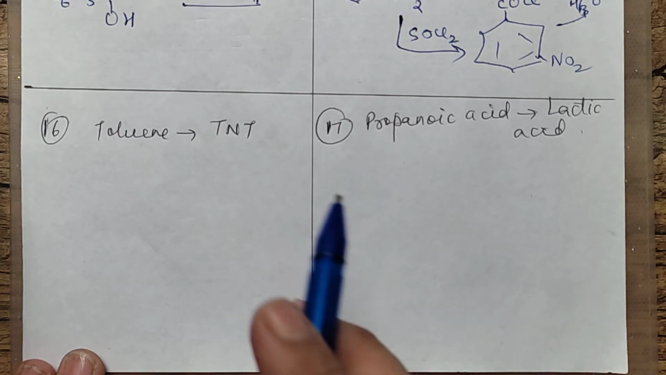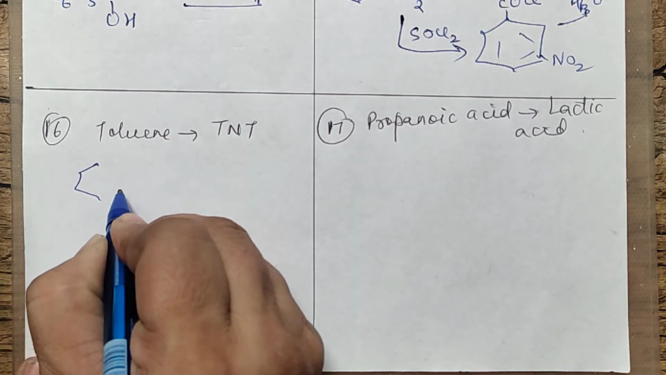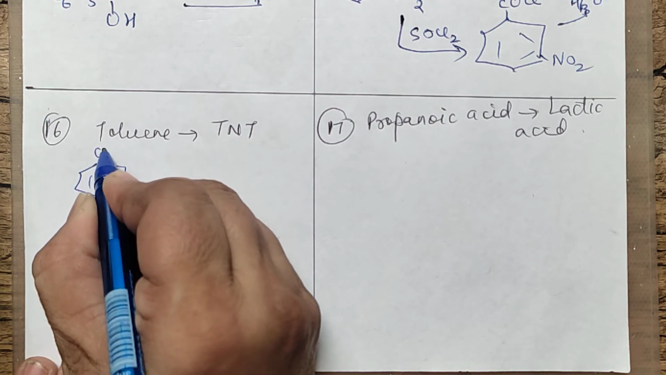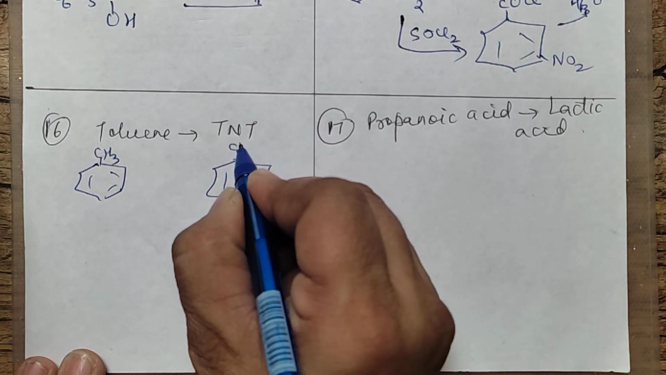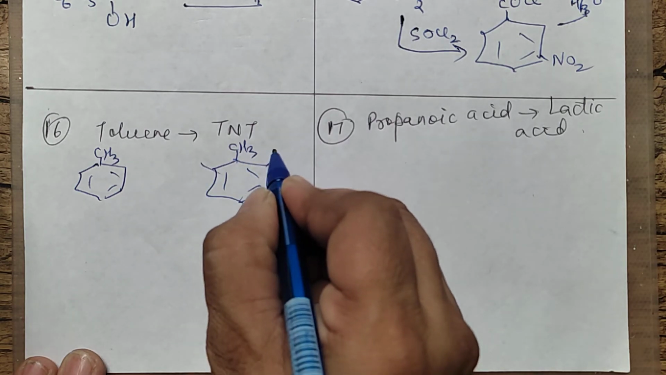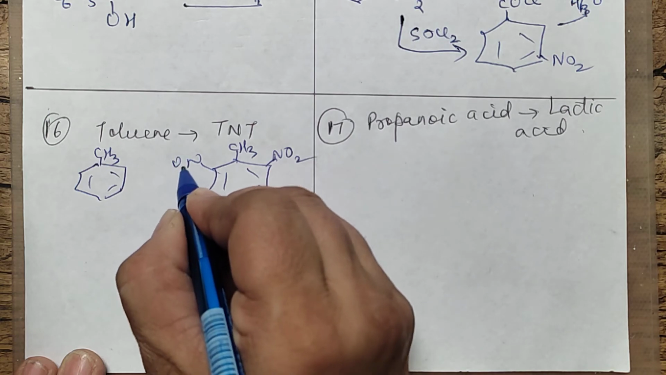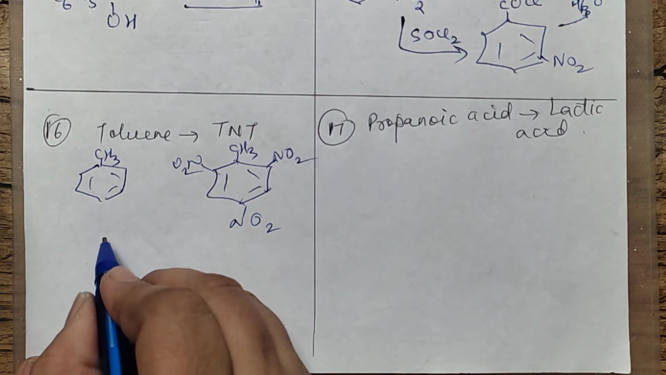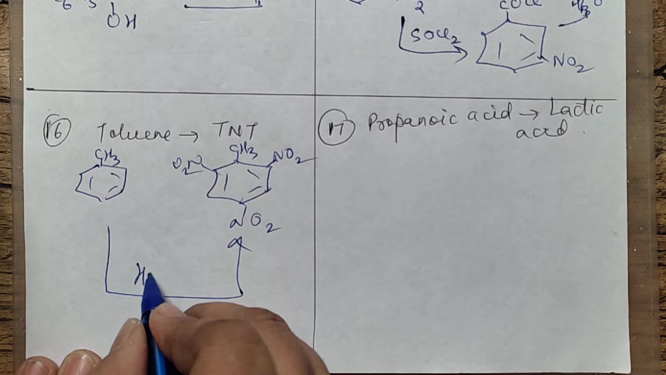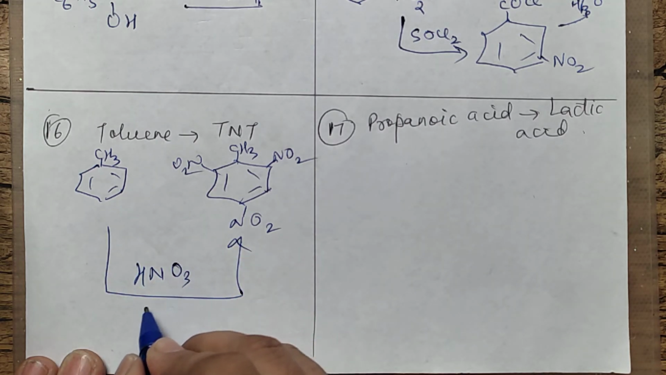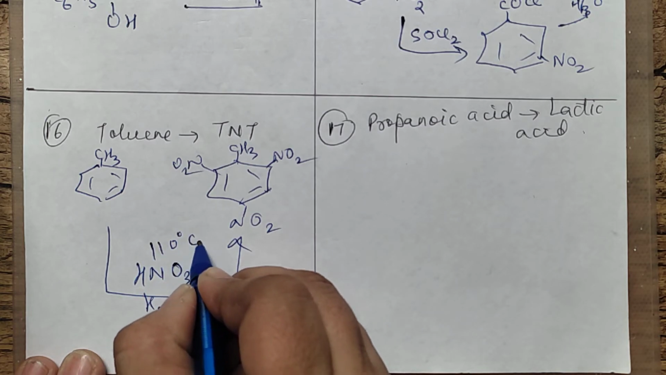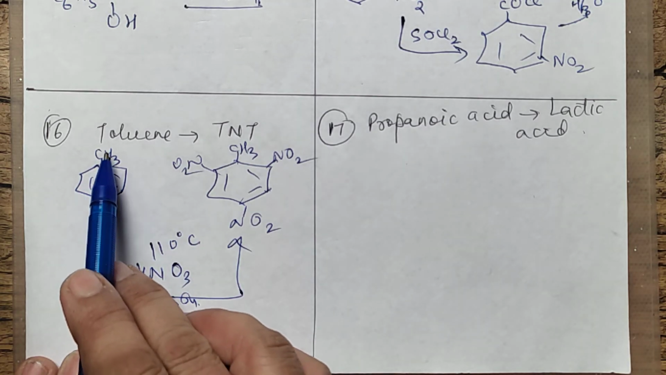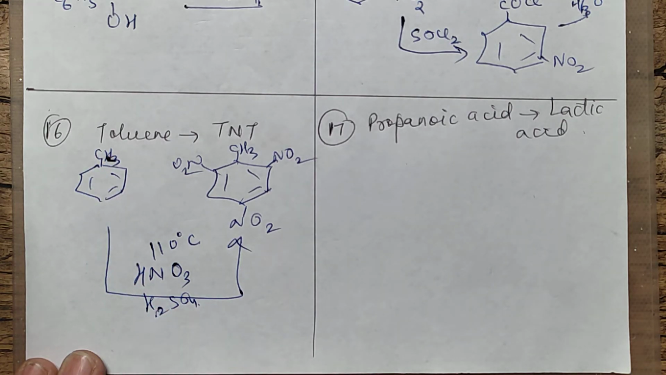Toluene to trinitrotoluene. Toluene is methyl benzene. You are converting this into trinitrotoluene, which means the methyl is there and 3 nitro groups are introduced in the ring. It is just a one step reaction. You have to add nitric acid, nitration mixture, at 110 degrees Celsius. You have to heat it because the methyl group is ortho-para directing. At this temperature all groups will be introduced in one go.